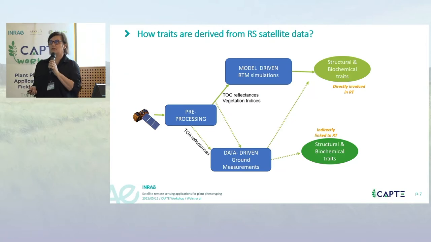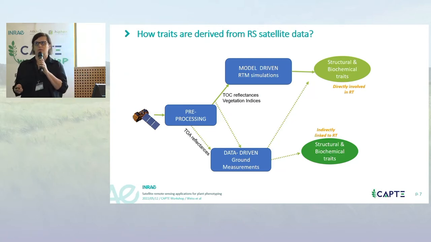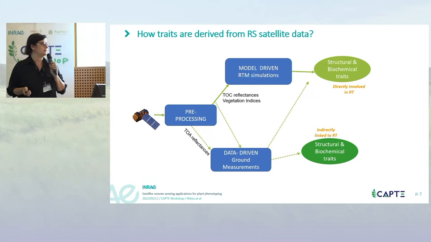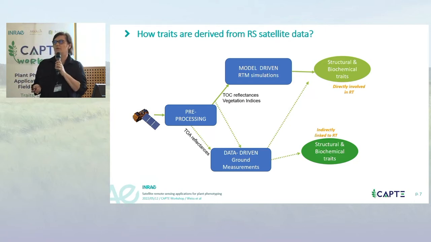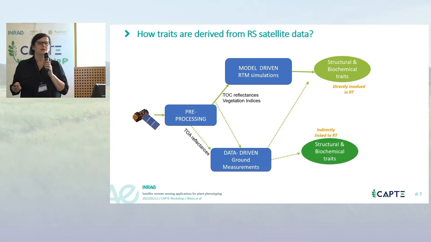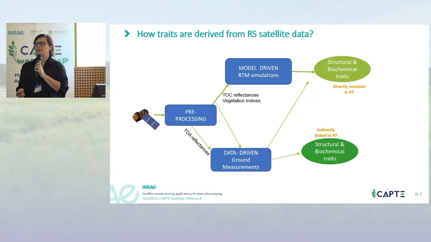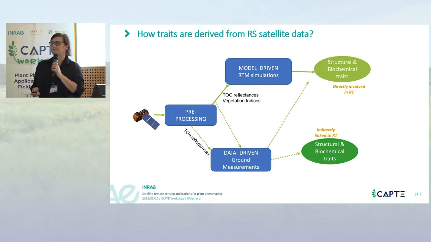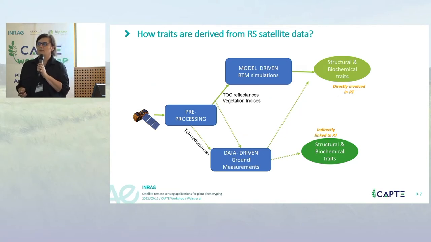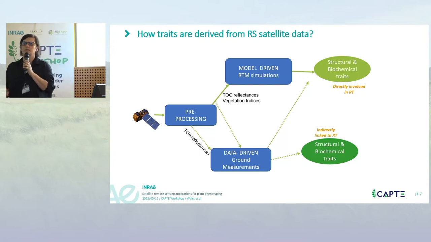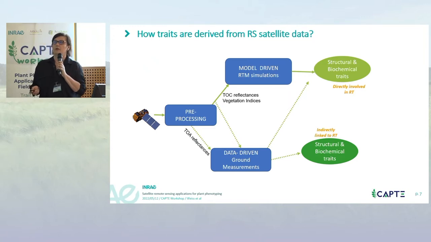So this is something that Fred presented yesterday, so I won't go into much detail. But when you are processing satellite data, it is the same as for PhenoMobile, UAV or UGV. You need to do some preprocessing, and then you can reach your variable of interest, your trait of interest, either by inverting a radiative transfer model or by using data-driven approaches, machine learning. But you need ground measurements. The interest of data-driven approaches is also that you can estimate variables and traits that are only indirectly linked to radiative transfer, for example nitrogen content.